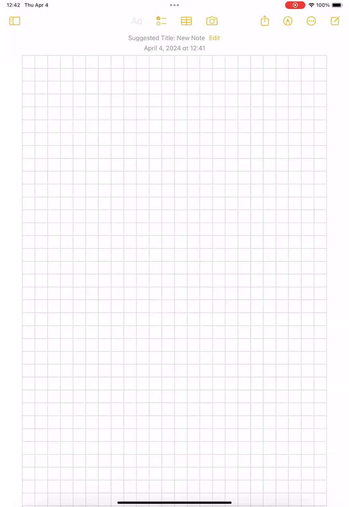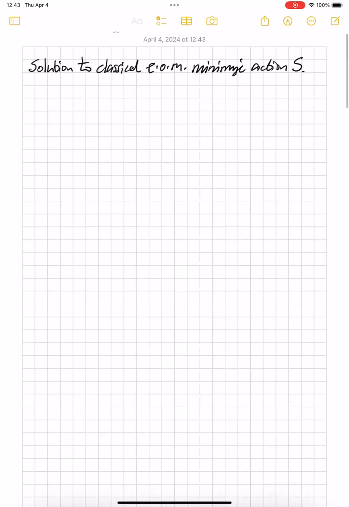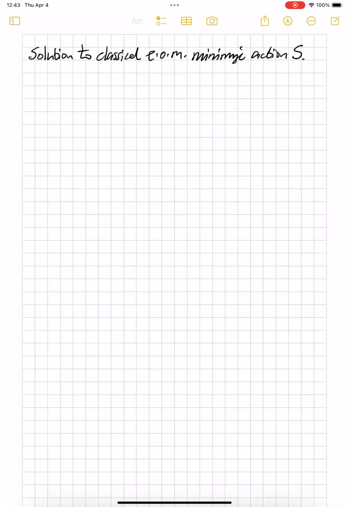Now we would like to derive the Euler-Lagrange equations of motion for the classical field. So we're going to start off as usual, and we are going to say that the solution to the classical equations of motion minimizes the action S. Okay. So that's always the starting point of the Euler-Lagrange approach to Lagrangian mechanics.